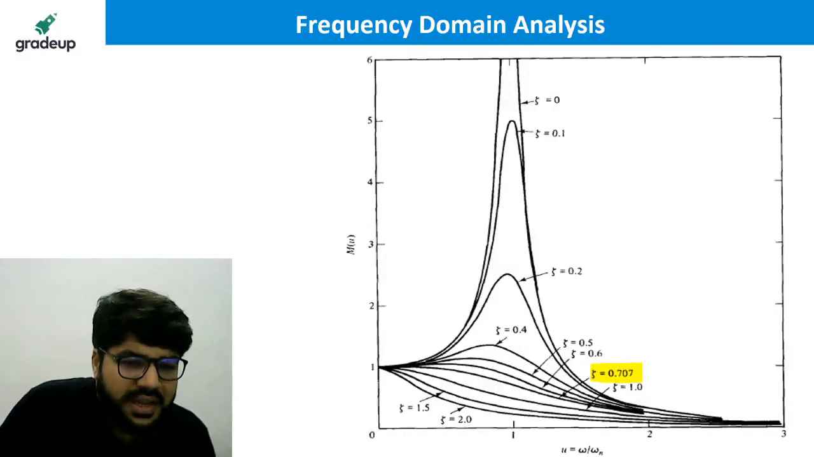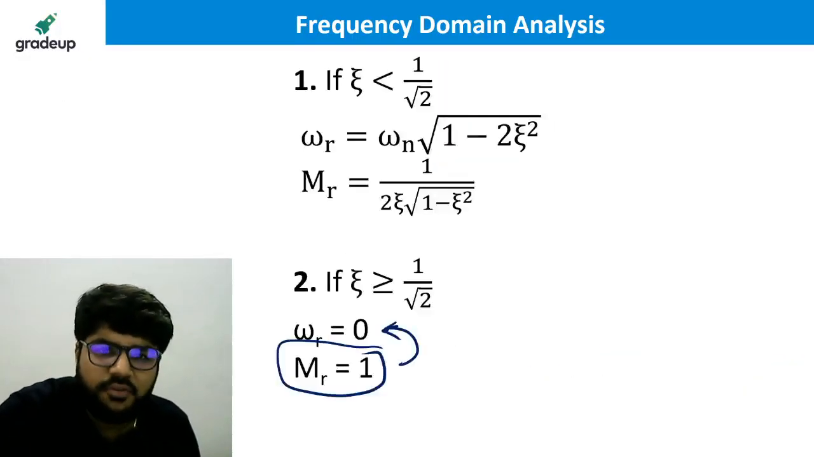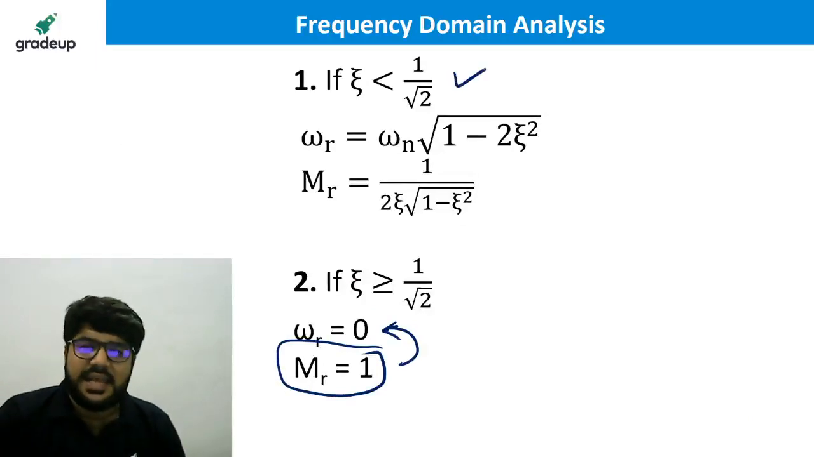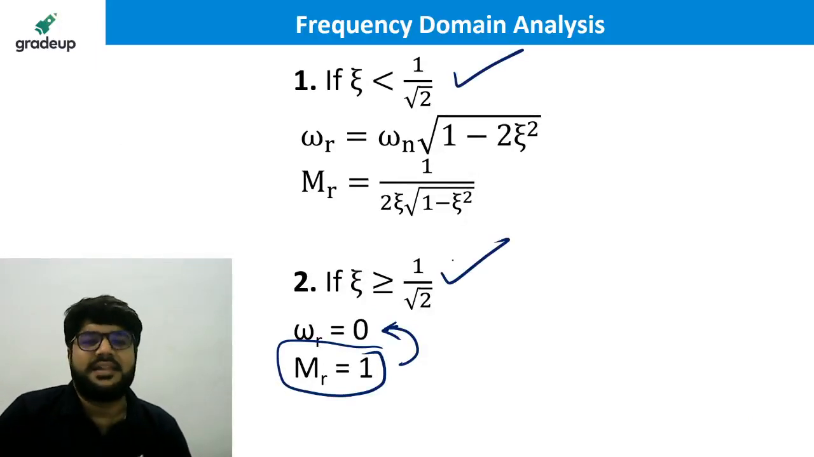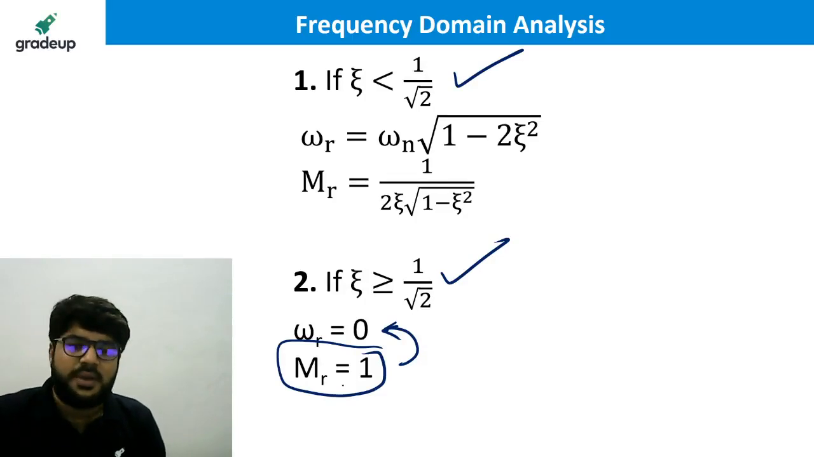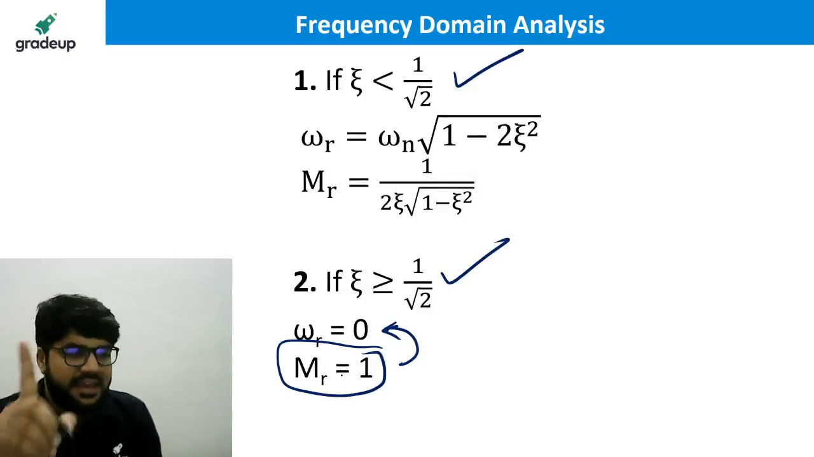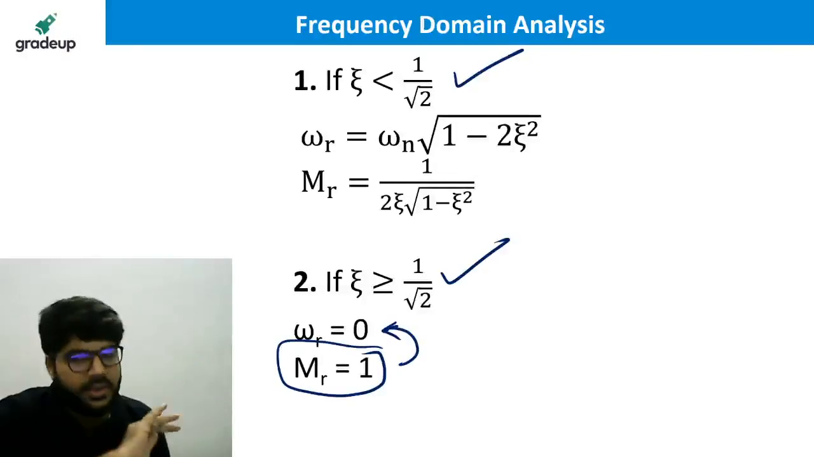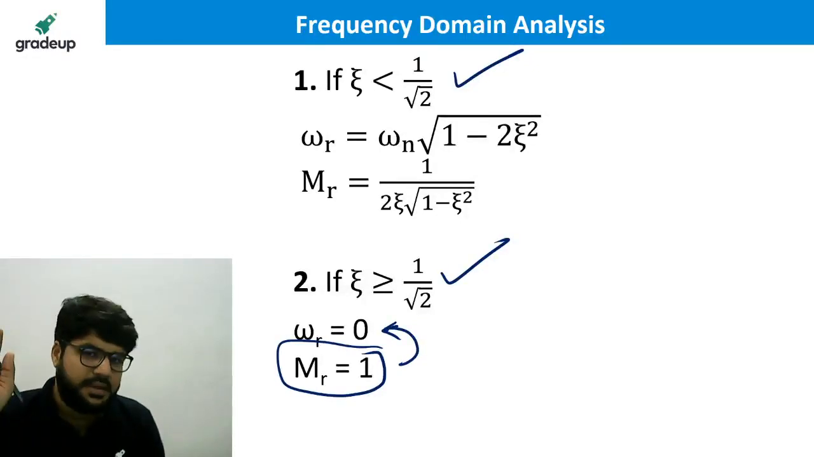So guys, what I want to say is that you have to remember the formula in two parts: zeta less than 1 by root 2 and zeta greater than 1 by root 2. And if zeta is greater than 1 by root 2, the resonant peak is equal to 1. The maximum value is 1 and is obtained at 0 frequency. Other than that, there is no resonant peak.